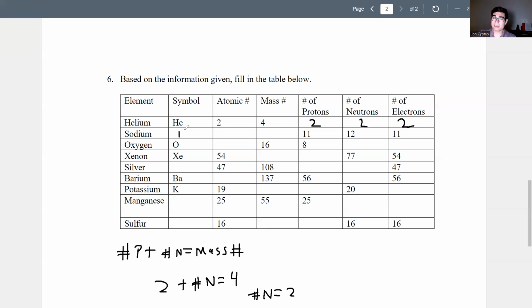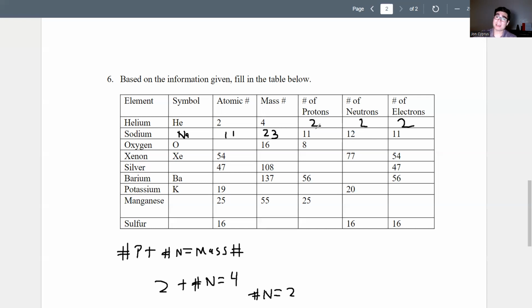Sodium, the symbol is Na. If you look on the periodic table, it's in group 1. The atomic number is 11. The mass at the bottom is, well, let's see, for this specific sodium. For this sodium, we have 11 protons and 12 neutrons. So it has a mass number of 23. I'm adding them up.